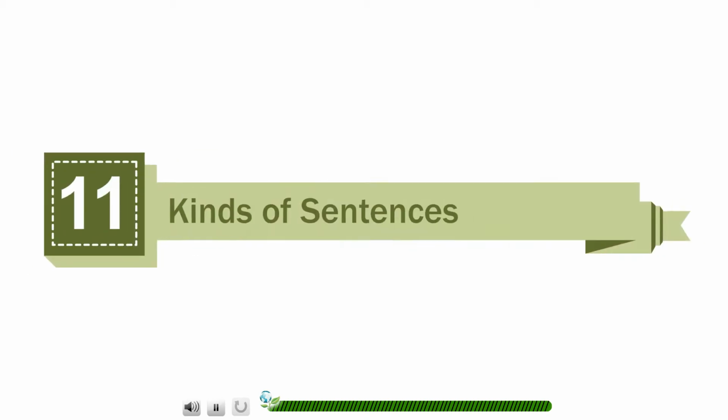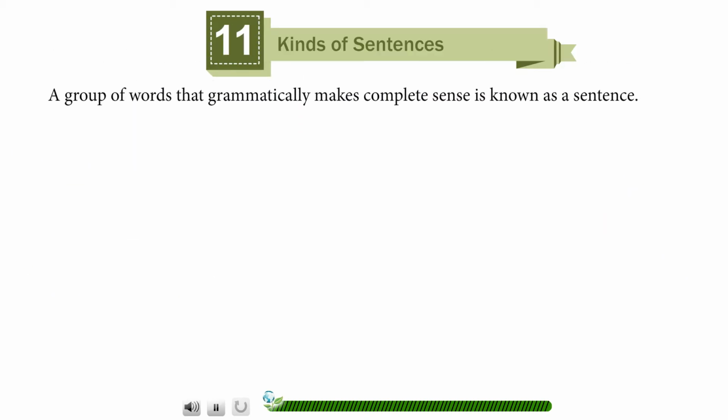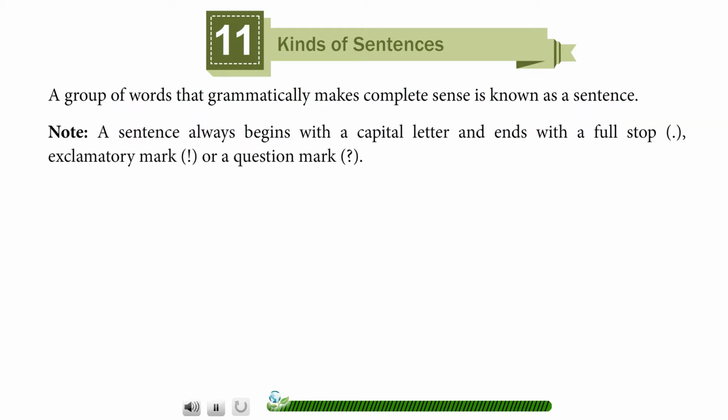Chapter 11. Kinds of sentences. A group of words that grammatically makes complete sense is known as a sentence. Note, a sentence always begins with a capital letter and ends with a full stop, exclamatory mark or a question mark.